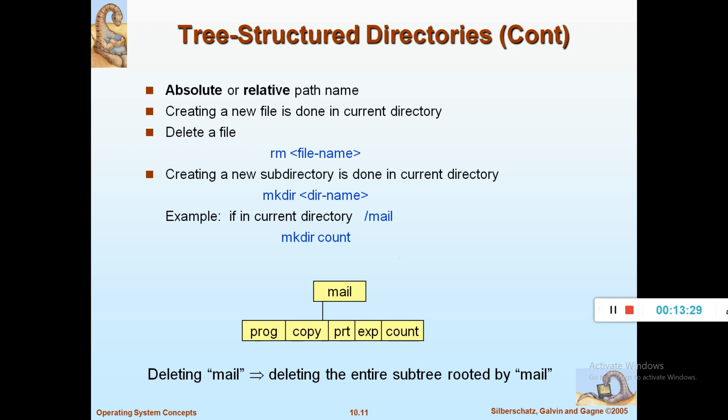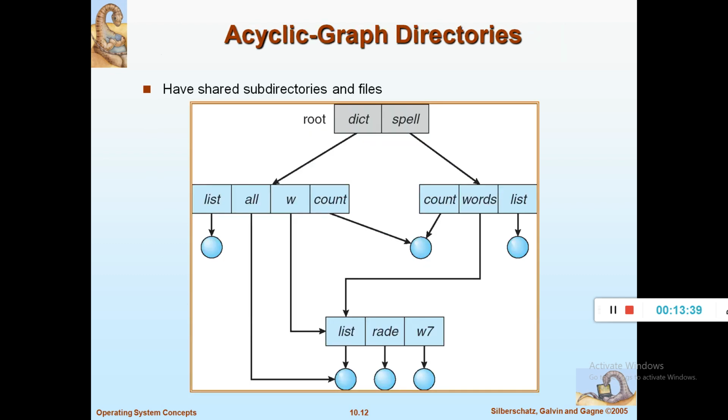So path names are the route to reach the file or to get the file location in the system or in the disk. There is another method we are using, called the acyclic directory structure, that we are going to discuss here. Another level of directory structure: acyclic graph directories. If you want to share subdirectories and files, we use this method.